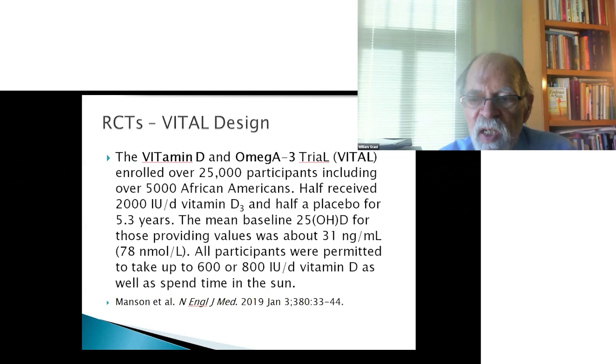The mean baseline 25-hydroxyvitamin D for those providing values who were treated with vitamin D is around 31 nanograms per milliliter. So that's even above the average 25-hydroxyvitamin D in summer for the United States. And all participants were permitted to take up to 600 or 800 IU per day, as well as spend time in the sun and eat whatever they wanted to. So you did not have a good control group.